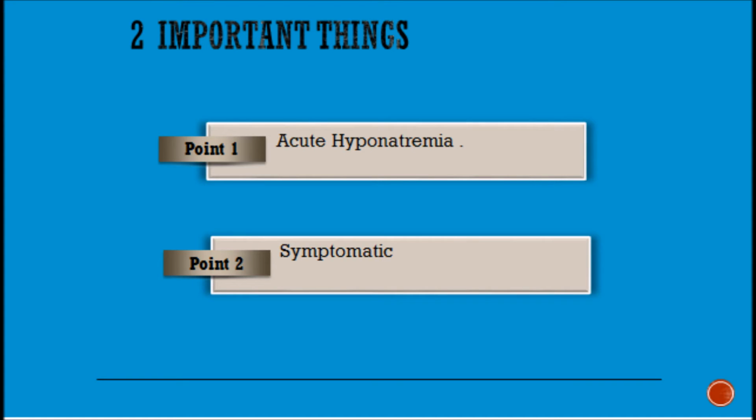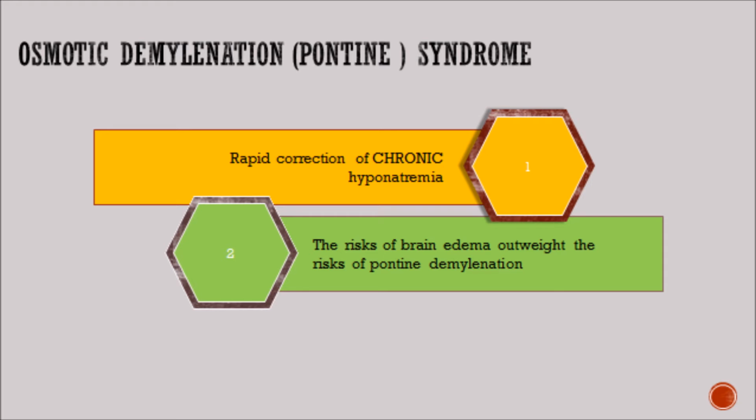First of all, you have to know that this patient has acute hyponatremia, and he is a symptomatic patient. So the fear of pontine demyelinosis, or the demyelination syndrome, is less likely in these cases because it happens more in a patient with rapid correction of a chronic hyponatremia. Basically, this patient has signs of brain edema, which are more of a risk and more important to treat than the possible risk of pontine demyelination.